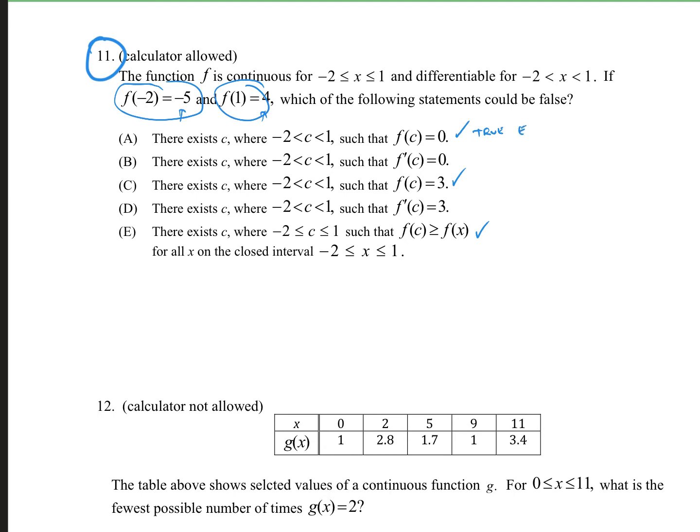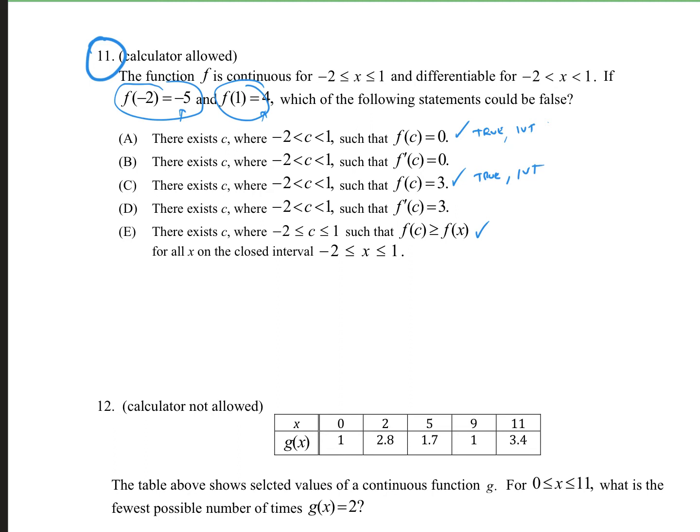And that's by the intermediate value theorem, what I just said. If you look at choice C, f of c is 3, that is also between -5 and 4. So that has to be true, also by the intermediate value theorem.